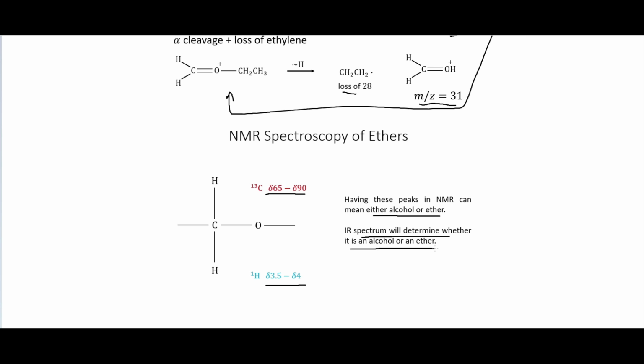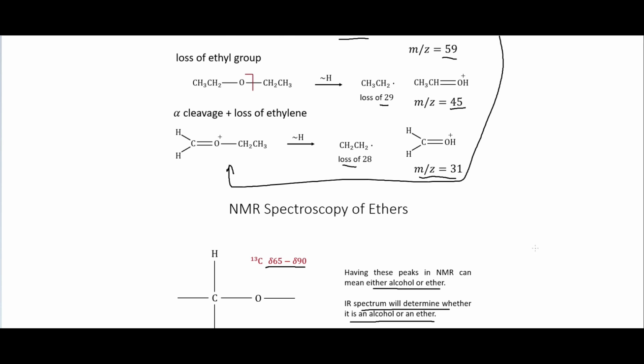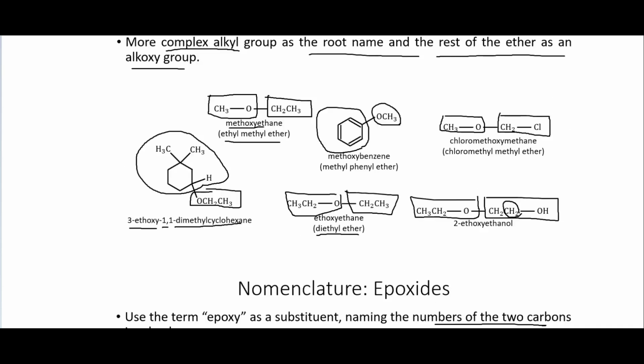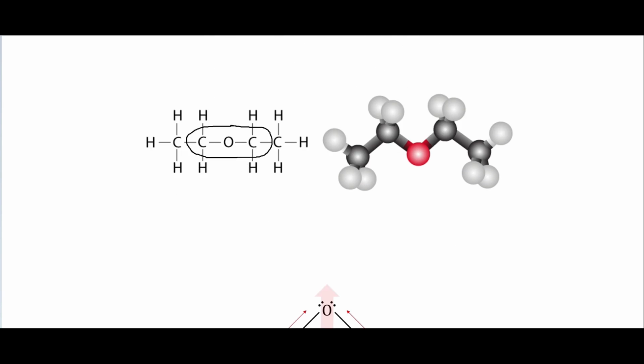So the alcohols show up really well in the IR spectrum. They have a very characteristic peak at the 3300 range, and so that would tell you whether you have an alcohol or an ether. But anyway, that was everything I wanted to talk about in this video.